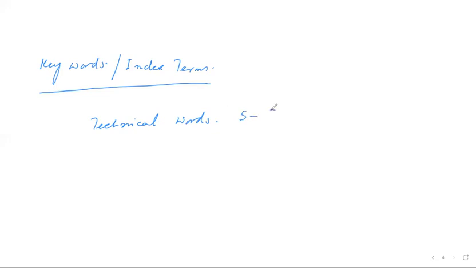Here are the technical words that you can see over here. These are the index terms, and these are the technical terms you actually use inside your research paper. Onward, he has followed the nomenclature that you will also follow here. So these can be the keywords or index terms. So these are the technical words. At least 5 to 7 words should be used, which are used inside your research paper.